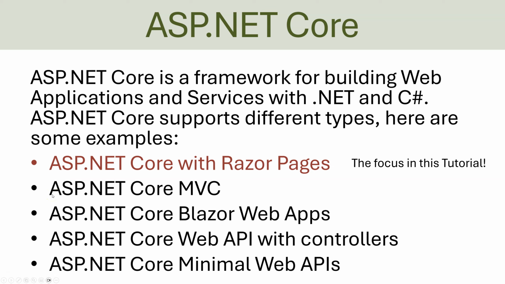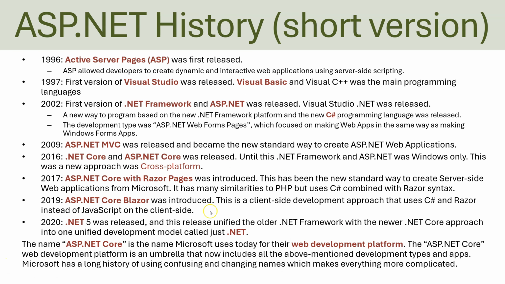We have also something called ASP.NET Core Model View Controller. We have something called ASP.NET Core Blazor Web Apps, and we can also create so-called web APIs or REST APIs using ASP.NET Core. And then you have ASP.NET Core Web API with controllers, and a newer approach called ASP.NET Core Minimal Web APIs. But in this tutorial we will focus on creating a basic web application using ASP.NET Core with Razor pages.